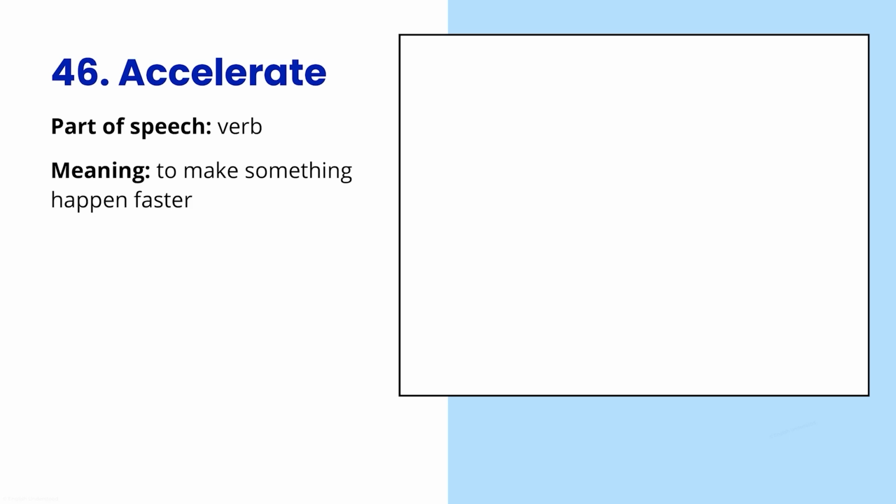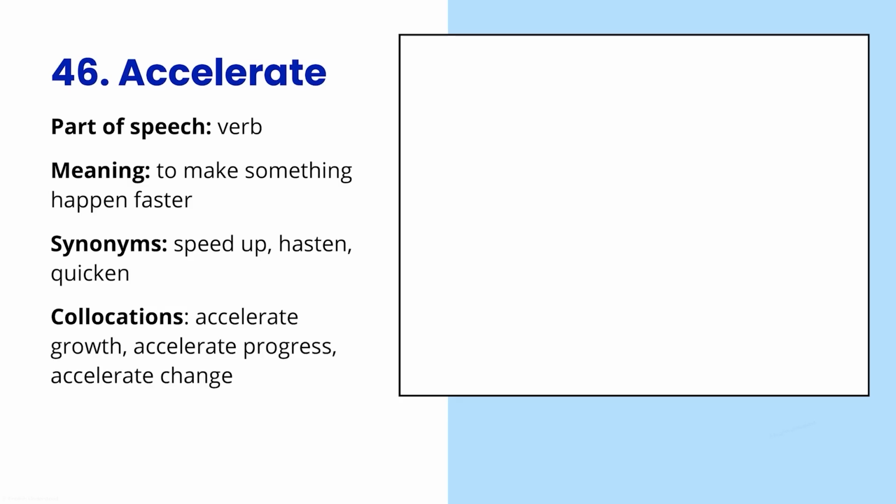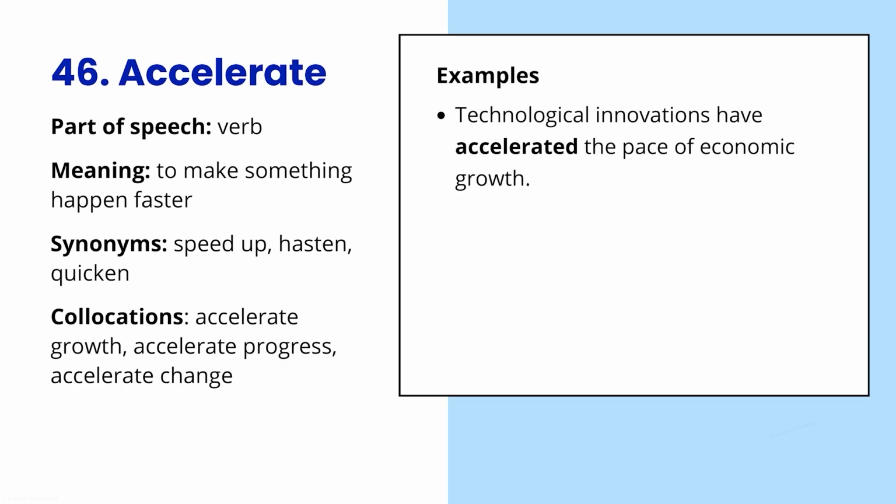Let's move on to 46 now, which is accelerate. Accelerate is a verb, and it means to make something happen faster. Synonyms include speed up, hasten, and quicken. Collocations: accelerate growth. So this means to make growth happen faster. Accelerate progress. Same thing, to make progress happen faster. And the last one here, accelerate change. Same thing, okay, you're making change happen faster.